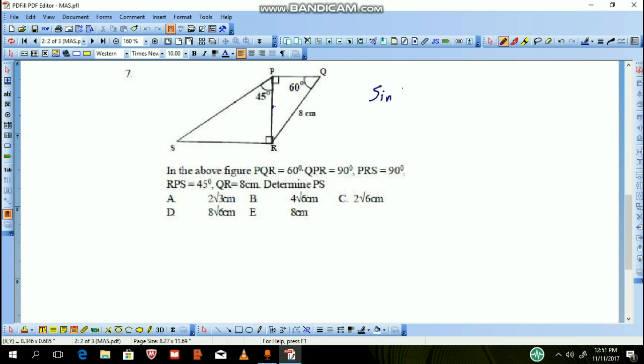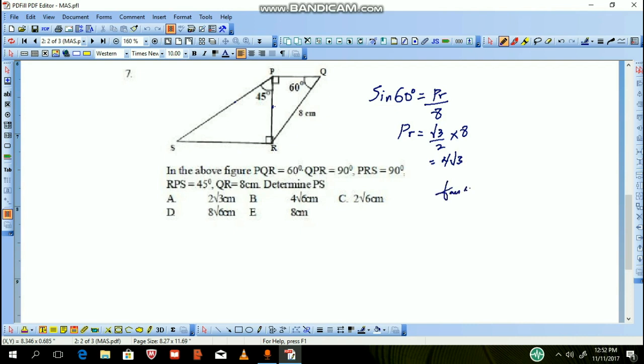Therefore, we have sine 60, which is opposite. Opposite is PR over hypotenuse, which is 8. And PR will therefore be equal to sine 60, which is root 3 over 2 times 8. And that will be 4 root 3. So since we know here as 4 root 3, what relates this to this? This will be the adjacent to this, while this will be the hypotenuse. So what relates opposite and hypotenuse? Sorry, adjacent and hypotenuse. That is cosine.